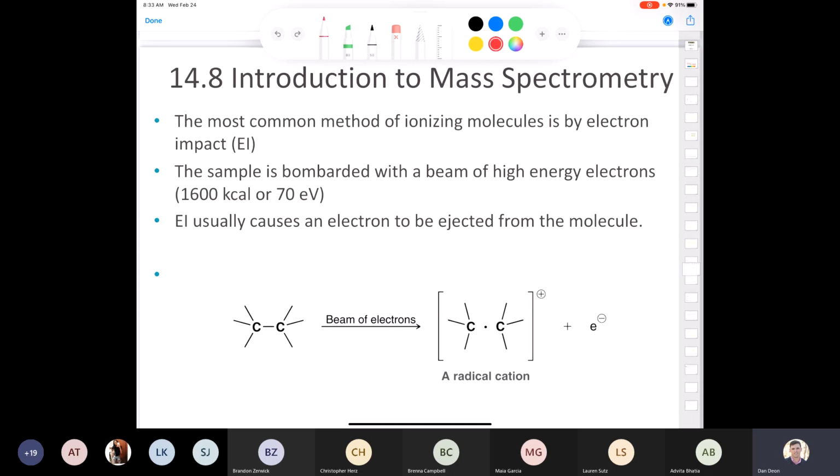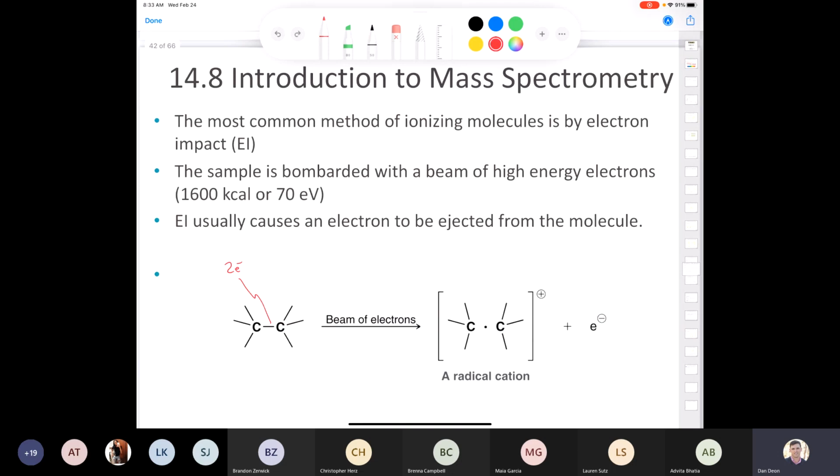Now, you know that in a sigma bond, right? This is a sigma bond right here. You know that in a covalent sigma bond there are two electrons in that bond, right? Two electrons that are shared between these two carbon atoms. So what's going to happen is when it gets hit by that beam of electrons, you lose an electron. So this is one of the unpaired electrons.